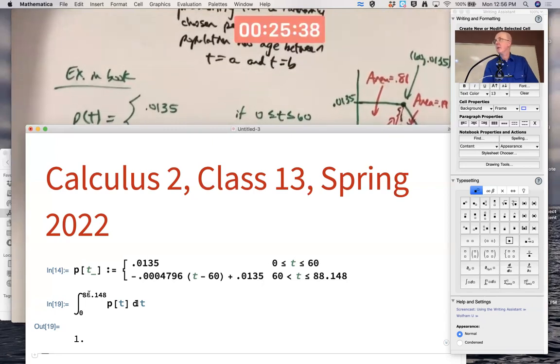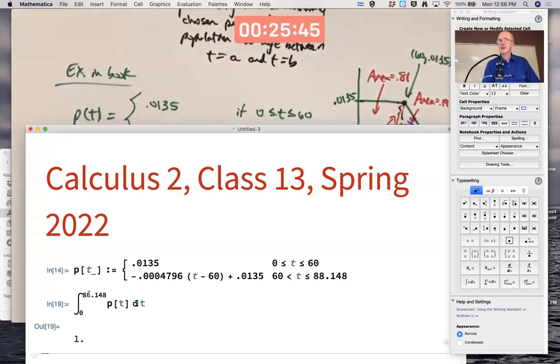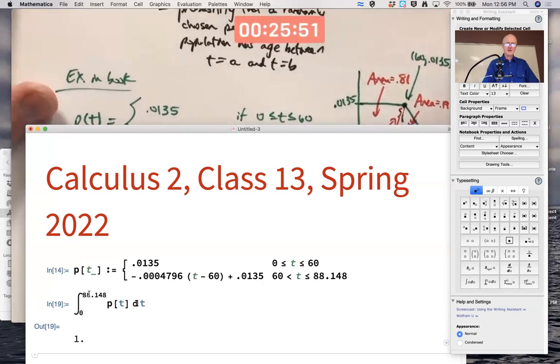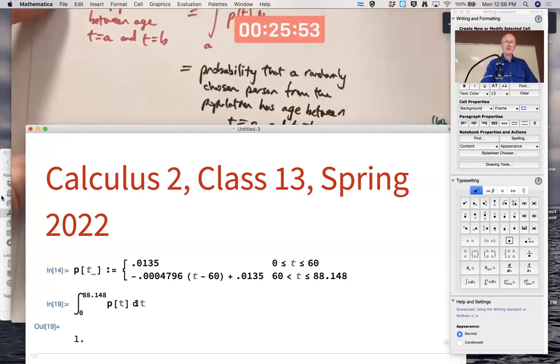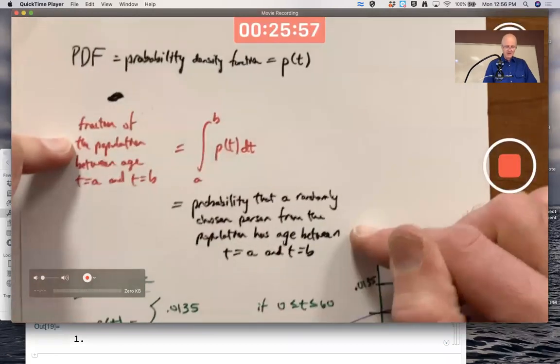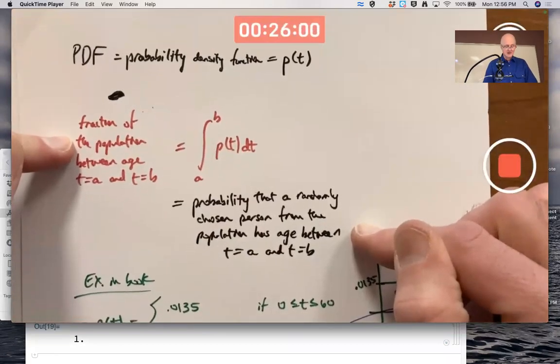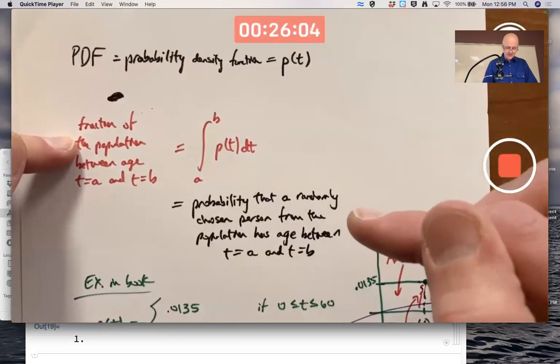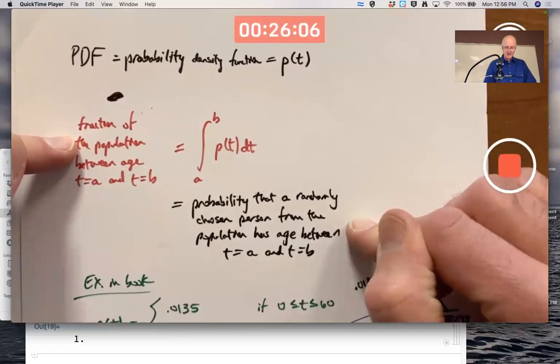That's a fundamental thing to know, by the way, when you read section 8.7. And when you do homework on section 8.7, the PDF has to integrate to 1. What's the PDF good for? I already told you one thing it's good for. Integrating the PDF gives you these quantities, which are the same thing: the fraction of the population between age A and B, which is the same as the probability that a randomly chosen person from the population is between age A and age B.